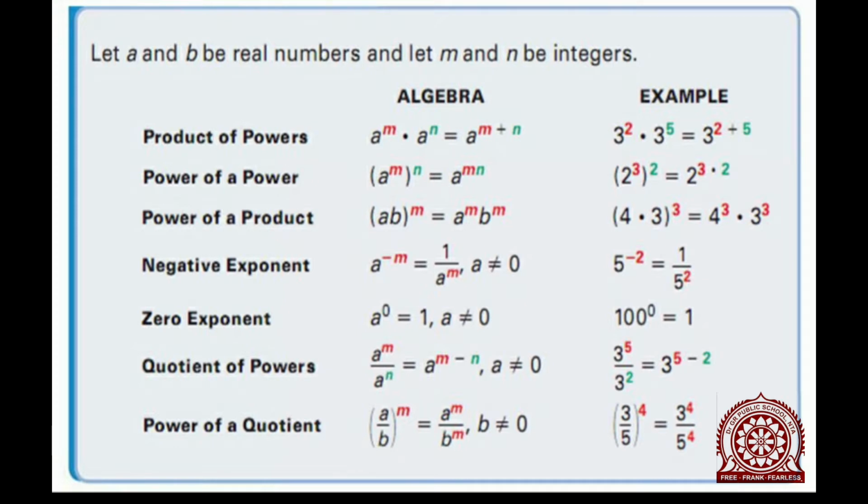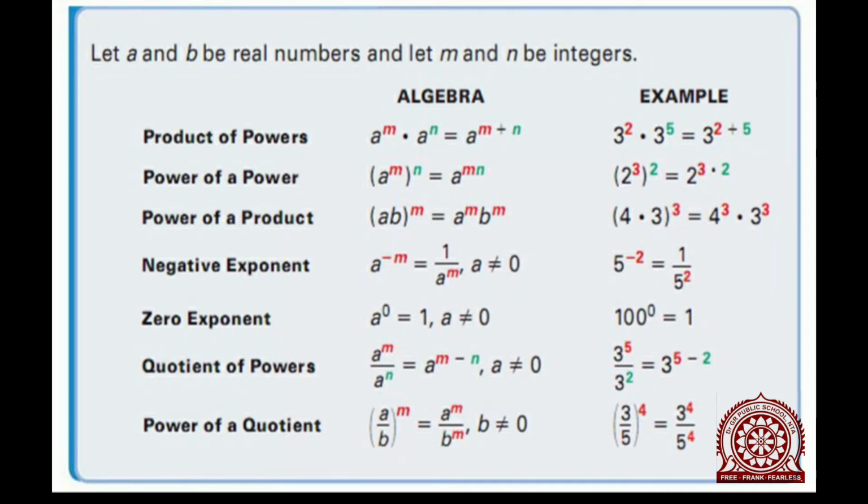Now come to the next law. a raised to m divided by a raised to n. What is it? a raised to m minus n. For division, we have to subtract the powers. Then the last one. a by b, the whole raised to m. We can give the power for numerator and denominator separately. So, it is a raised to m by b raised to m. For all the laws, you can see the examples. That also you have to check.